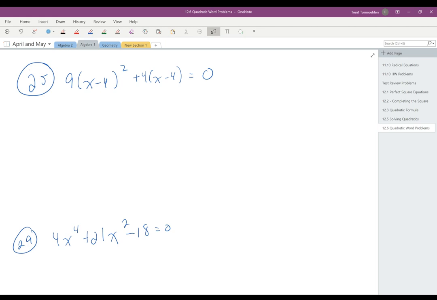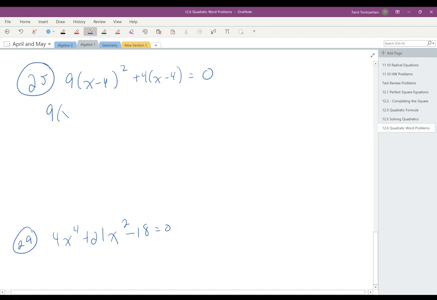Okay, for number 25, the simplest way to do this is to go ahead and just multiply out and get a single quadratic. I'll show you another way afterwards that you could have chosen to do as well, but I'm going to go ahead and do it by multiplying things out first.